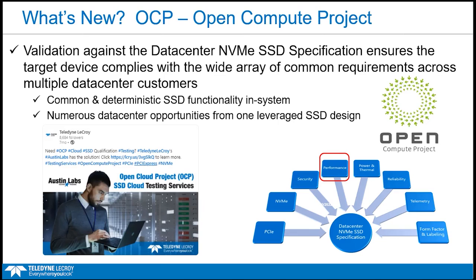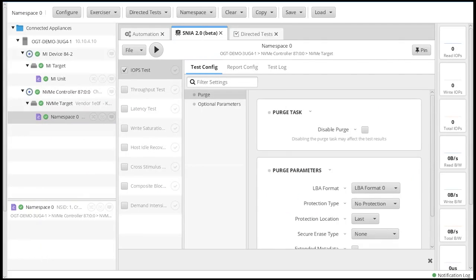We also will talk about OCP, or the Open Compute Project, and this specification has a range of components to it, one of which is around performance. You will be able, with Oakgate, to utilize an OCP conformance test and to ensure that your drive meets the OCP performance standards. So let's talk about our push-button performance tests first.